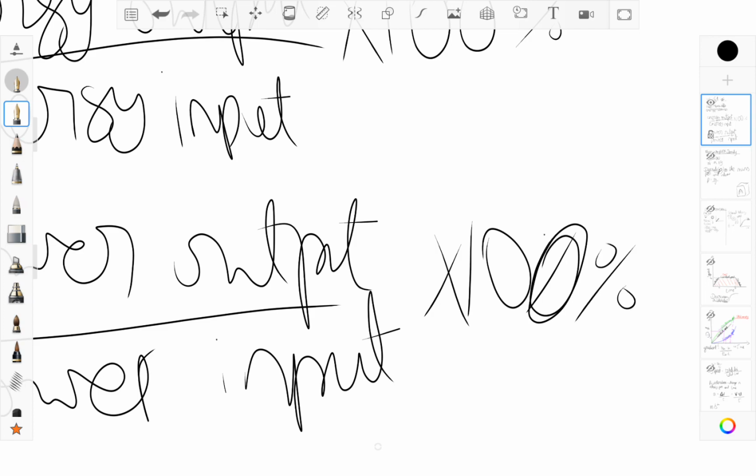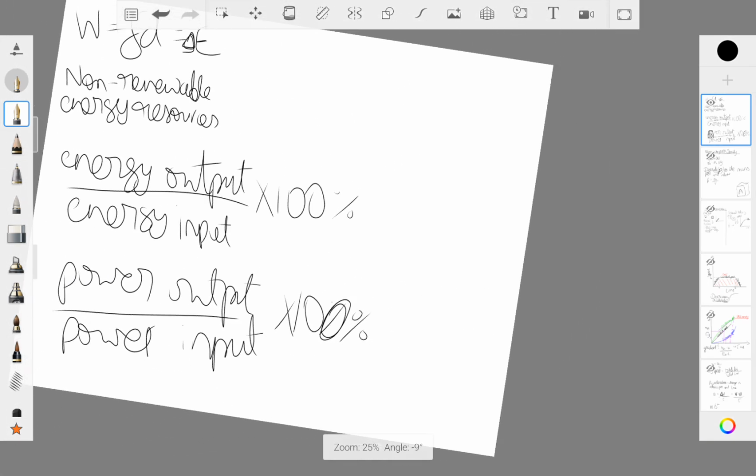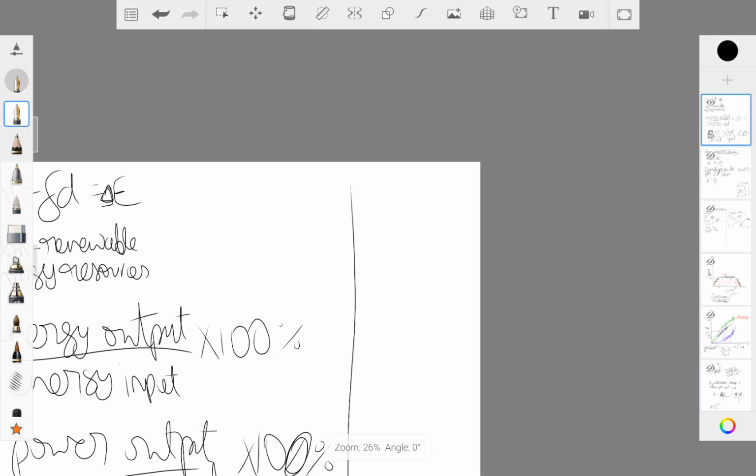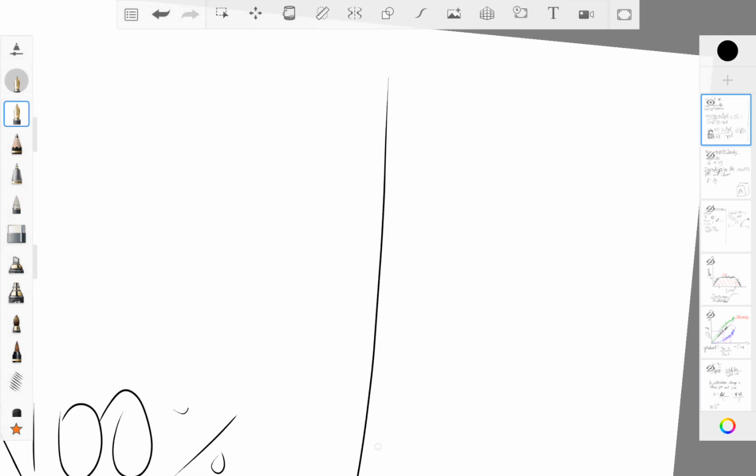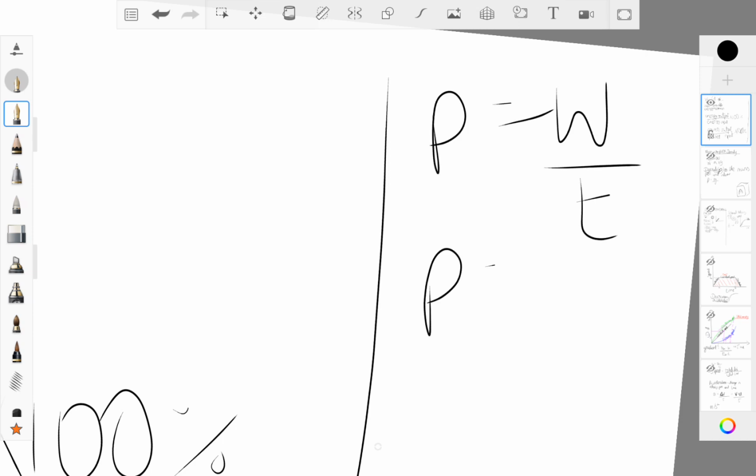But you might be asking, what's power? We'll be looking at this right now. Power is just the rate at which work is done, or the rate at which energy is transferred. So power can be equal to work done over time, or power can be equal to change in energy over time. So the energy being transferred per unit time. And so yeah, that's about it for power.